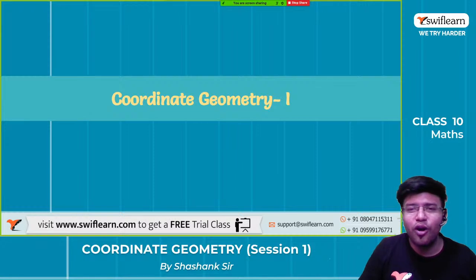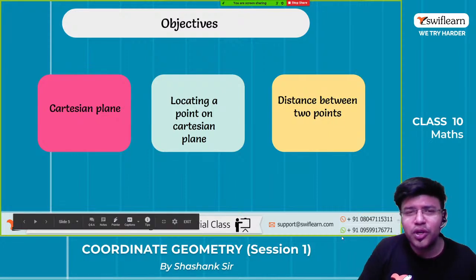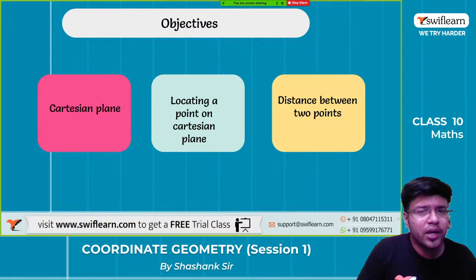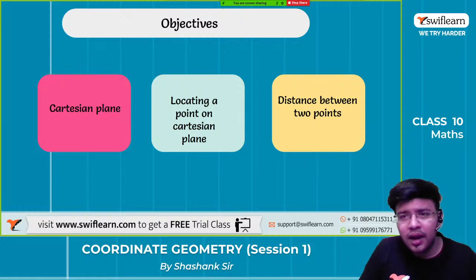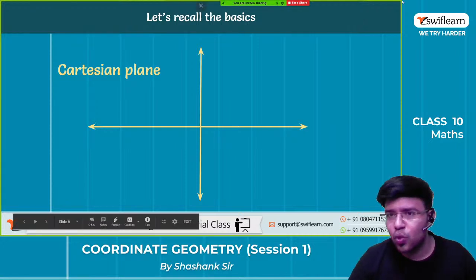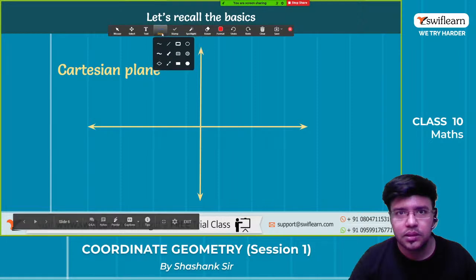Today's topic of discussion is coordinate geometry. The objectives of today's class are that we will be studying what is a Cartesian plane, the location of a point on a Cartesian plane, and how to find the distance between two points. So let's begin with today's class.